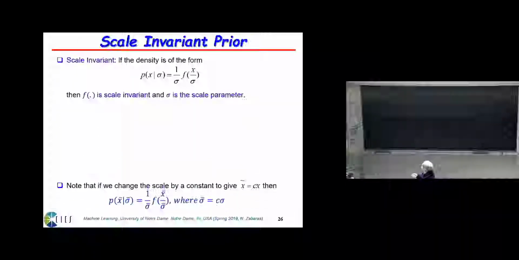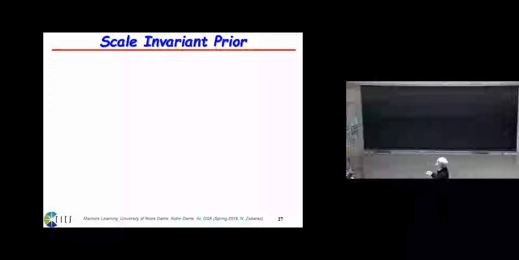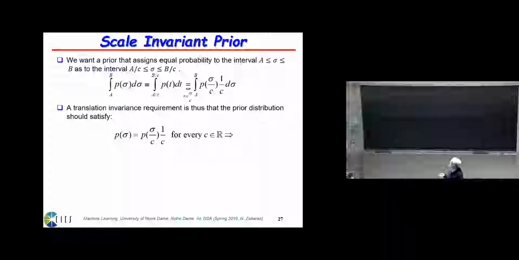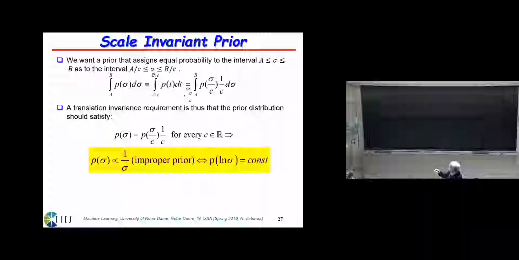And then we defined the scale invariant prior, and here we don't translate, we change the scales from A to B to A over C to B over C, and you can show through the calculations on the slide that for the scale parameter, the prior is 1 over sigma.